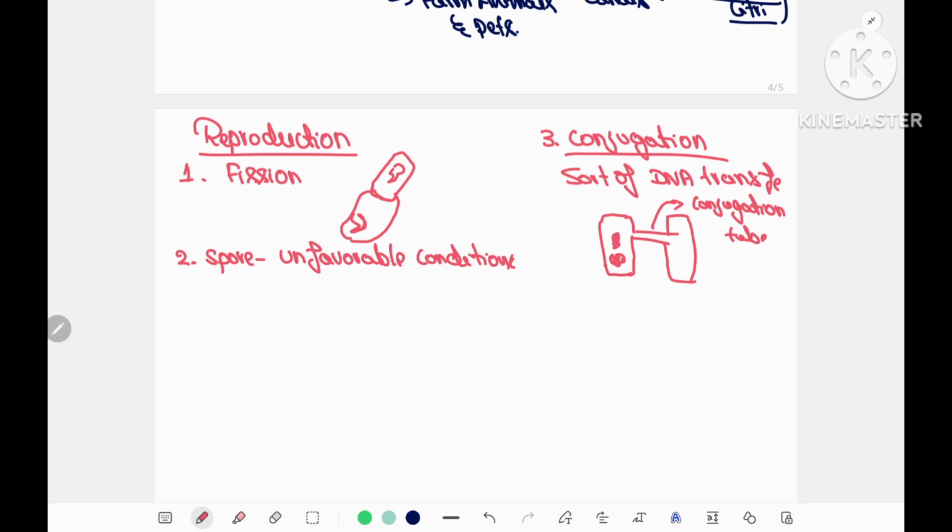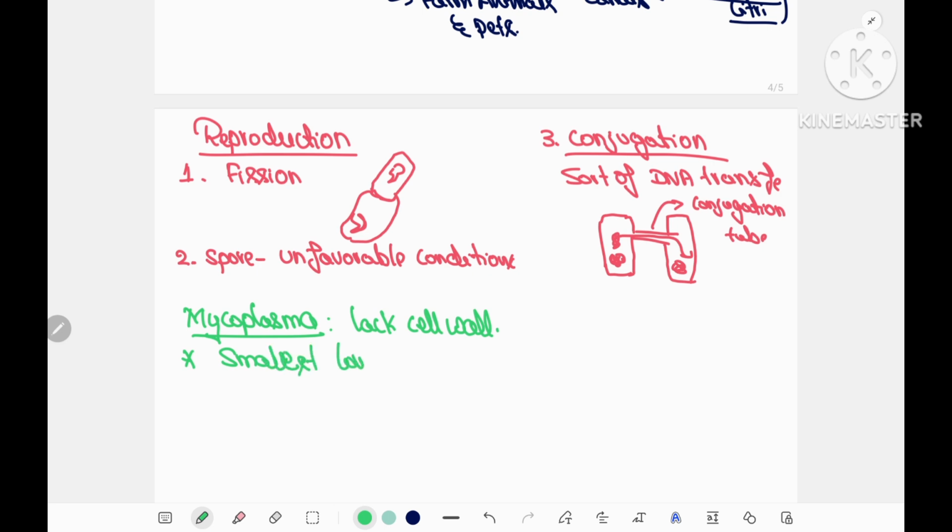Another group of bacteria placed in Monera is mycoplasma. Mycoplasma don't have a cell wall, so they are the smallest living cells without a cell wall. With a cell wall are bacteria, without a cell wall are mycoplasma, and they can survive without oxygen, and they cause diseases in plants and animals.